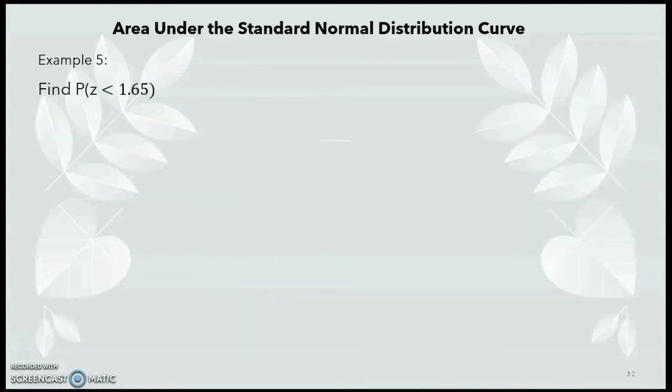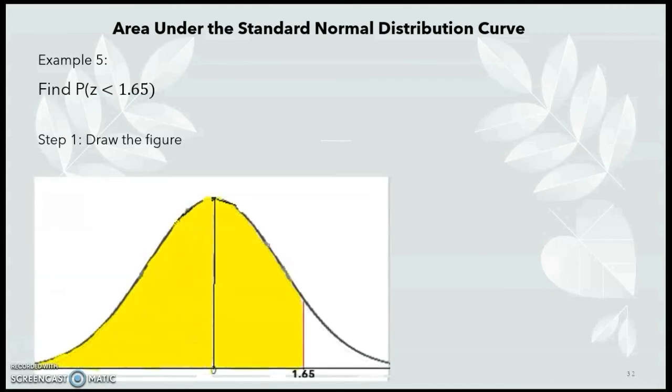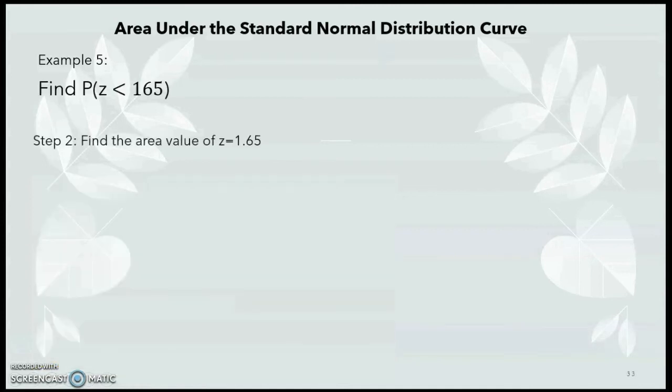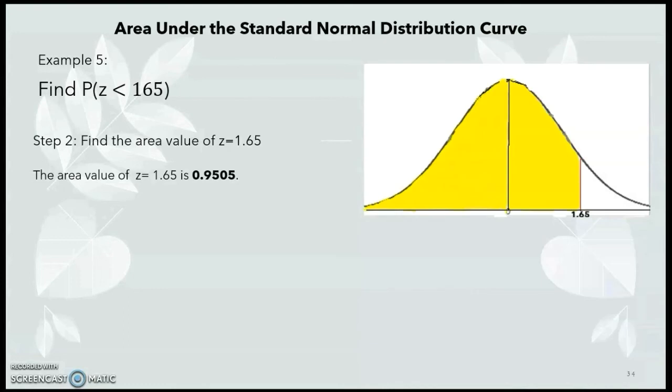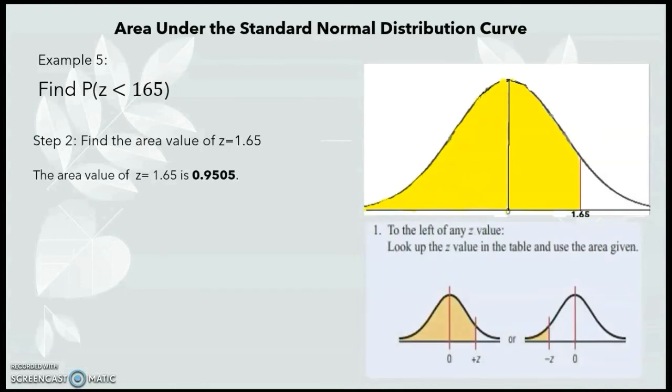Find the probability of z less than 1.65. First step, draw the figure, then shade the area. Looking for the area below 1.65, the shaded area is at the left part of the curve. Next, find the area value of 1.65 in table E. The area value is 0.9505. This is an example of case 1, wherein we will just use the obtained area. Hence, the probability of z less than 1.65 is equal to 95.05%.